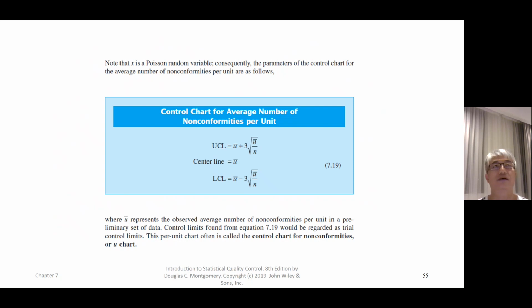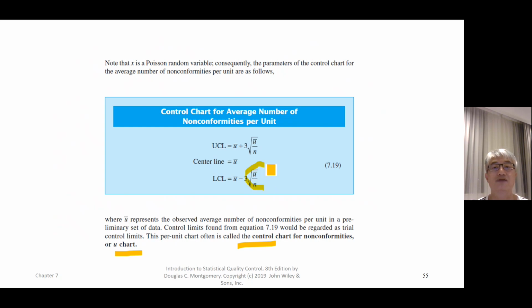Here, mu bar represents the observed average number of nonconformities per unit in a preliminary set of data. The control limits found from equation 7.19 will be regarded as trial control limits. This per-unit chart is often called the control chart for nonconformities per unit, typically called the U chart.